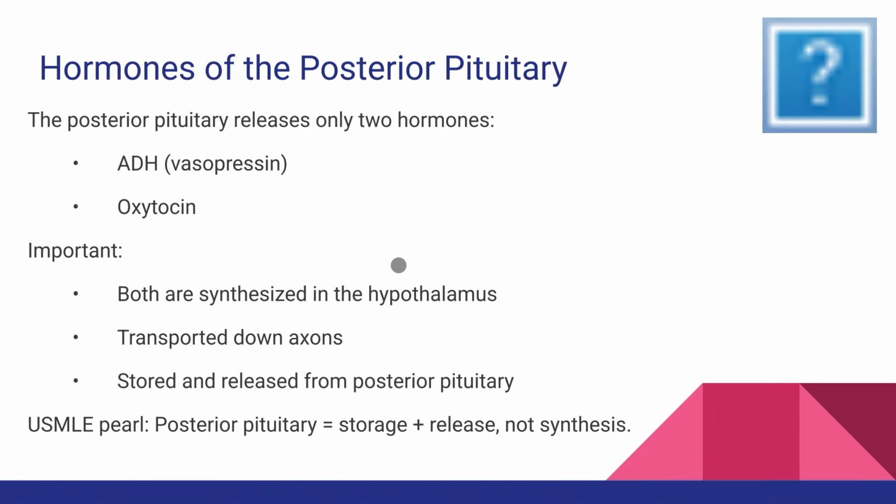Coming to the hormones of the posterior pituitary, the posterior pituitary releases only two hormones: ADH, also called vasopressin, and oxytocin. Both these hormones are synthesized in the hypothalamus and then transported to the posterior pituitary for storage and release. So the posterior pituitary is the storage and release site. It is not a site for synthesis. ADH and oxytocin are just stored and released by the posterior pituitary, but are not synthesized by it. They are synthesized in the hypothalamus, transported down the axons, stored, and released from the posterior pituitary.